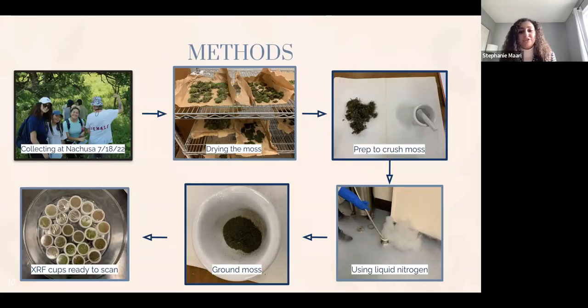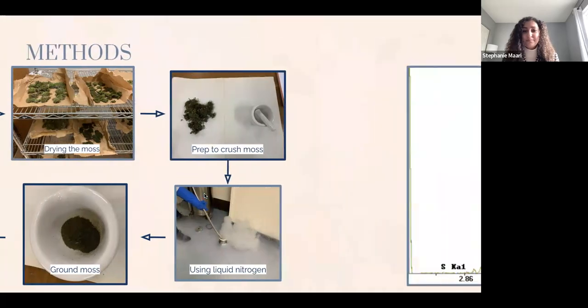We prepared to crush them. Some we used liquid nitrogen to make the moss really brittle. Others we just ground the moss. That's what it looks like when it's ground. And then we have these plastic XRF cups that are specific to the machine. So we filled a bunch of cups with all of our samples and then they were ready to scan.